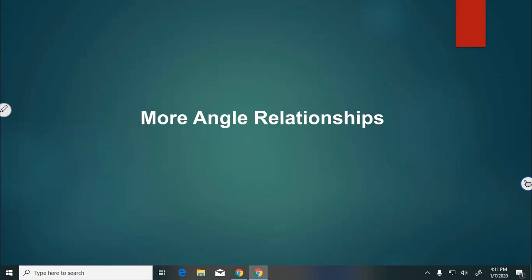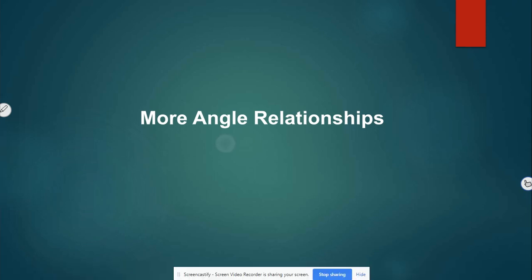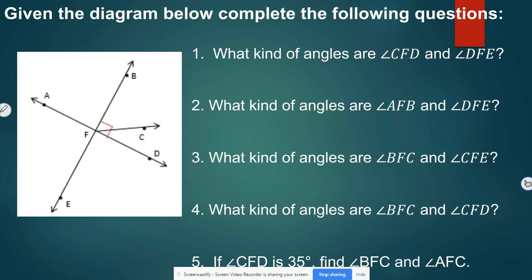Hey gang, today we're going to continue looking at some more angle relationships using the terms we discussed yesterday. All right, so given the diagram below, complete the following questions. What kind of angles are angle CFD and angle DFE?